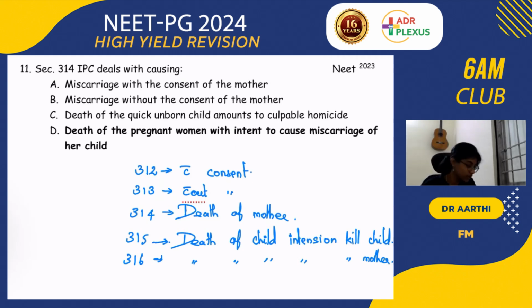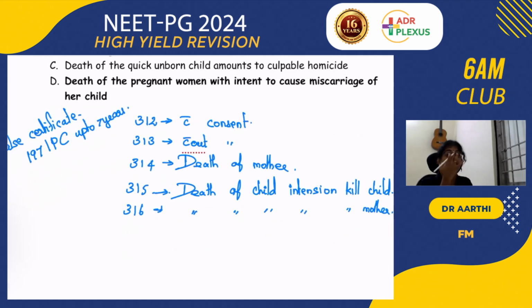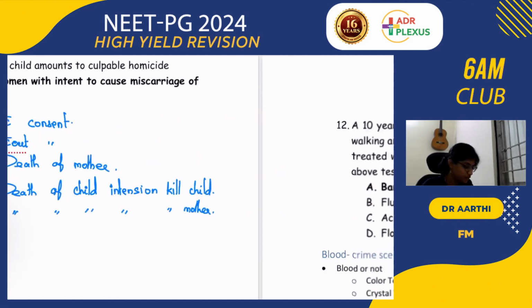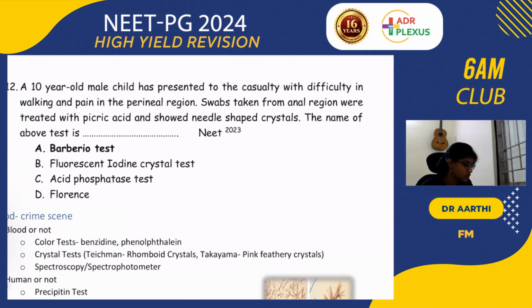All false certificates will come under 197 IPC. Okay. And the punishment is up to 7 years. Like your 317 and 318 talk about abandoning a child and disposal of a child without proper information. A child has died, they are disposing the body without proper information. Okay, let's look into the last question.